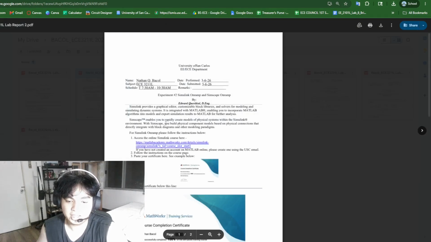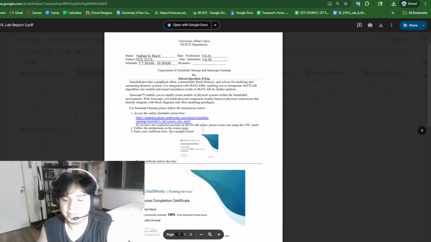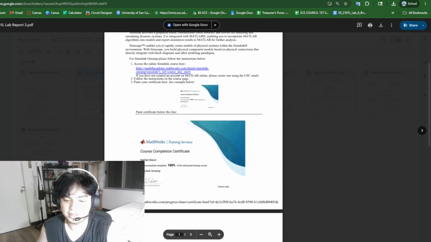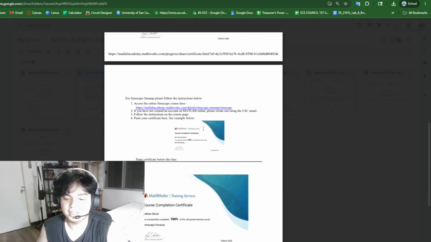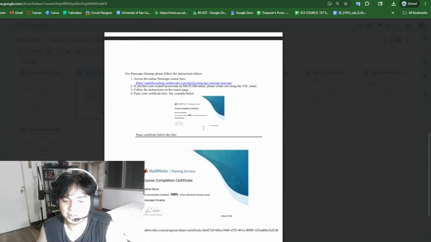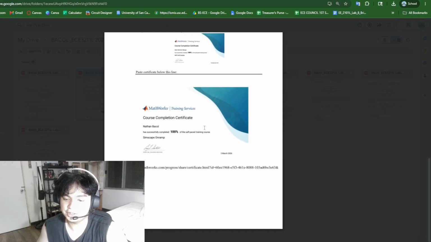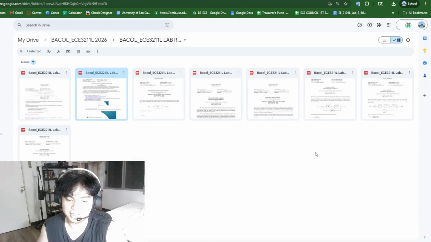In Lab 2, I learned the purpose of Simulink and Simscape. Simulink is useful because it lets us build dynamic systems visually using blocks. Simscape goes further because it lets us model physical systems using actual physical connections. This made control systems feel more practical because instead of only writing equations, we can also simulate systems in a way that resembles real engineering setups.